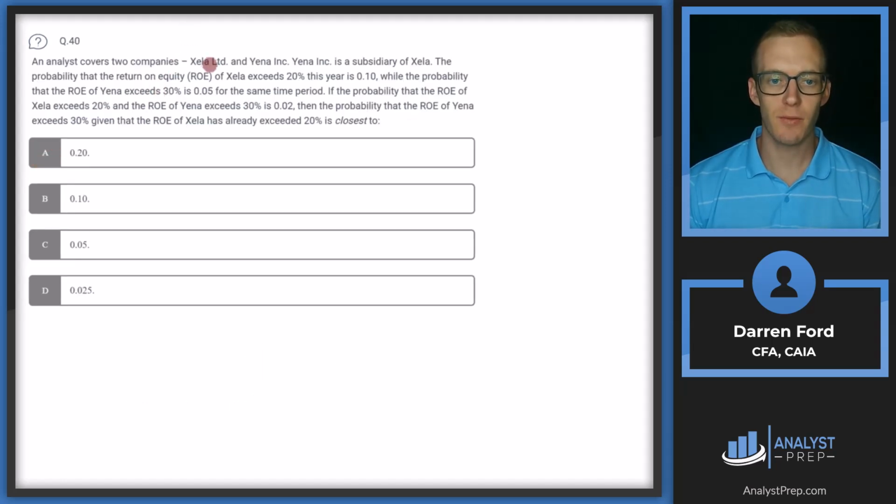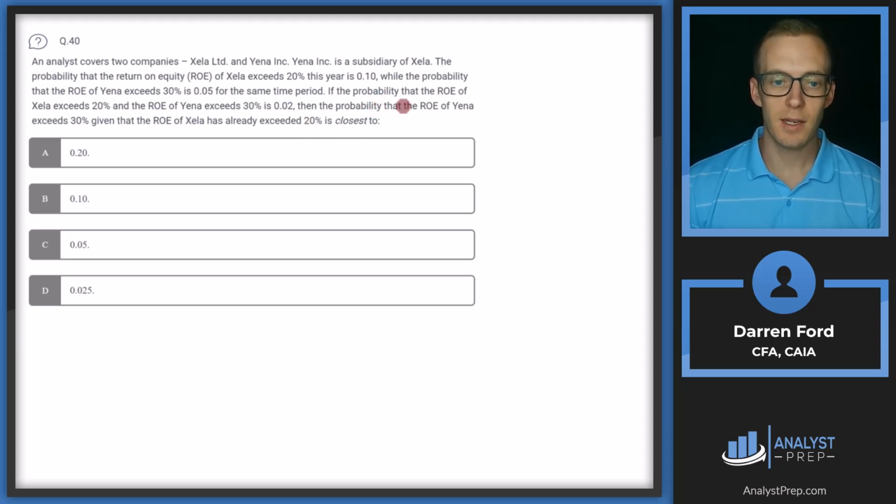Question 40. An analyst covers 2 companies, Zila Limited and Yina Incorporated. Yina is a subsidiary of Zila. The probability that the return on equity of Zila exceeds 20% this year is 0.1, while the probability that the ROE of Yina exceeds 30% is 0.05 for the same period. If the probability that the ROE of Zila exceeds 20% and the ROE of Yina exceeds 30% is 0.02, so both of those events happening, then the probability that the ROE of Yina exceeds 30%, given that ROE of Zila has already exceeded 20%, is closest to.